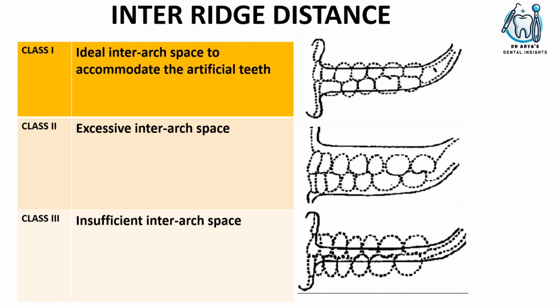So excessive inter-arch space will be due to excessive residual ridge resorption and these patients will have decreased retention and stability of the dentures. And in class 3, that is insufficient inter-arch space, it will make teeth arrangement difficult. However, stability of the denture is increased in these patients due to decrease in leverage forces acting on the denture. So, increased inter-arch space causes increased leverage forces, so there is decreased retention and stability of the dentures.